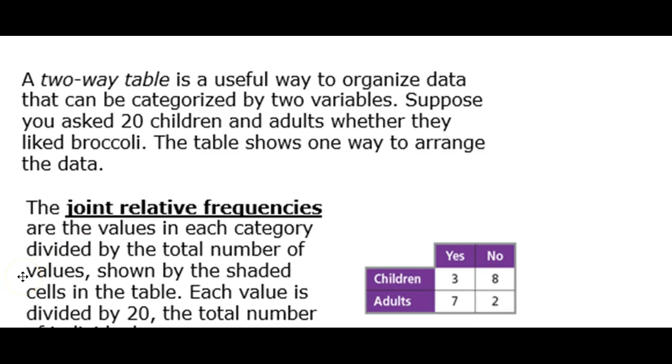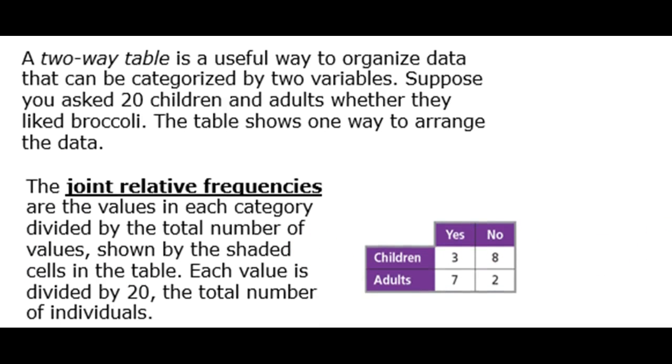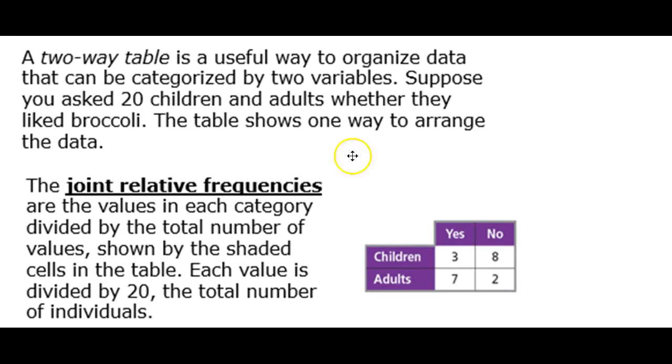So first, a two-way table is useful to organize data that is categorized into 2 groups, 2 variables. So if you have 20 children and adults, and you ask them, do they like broccoli? The table here shows you how you could arrange the data. So we have 20 total, right? And so when we add all of the answers, yes or no, from the children, yes or no, from the adults, we get 20.